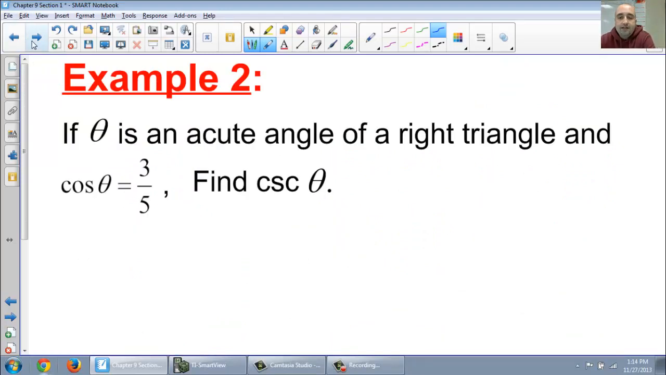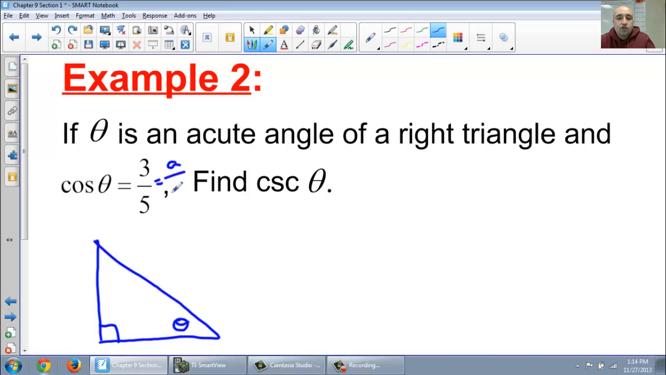Example 2. If theta is an acute angle of a right triangle, so we don't have a triangle here, so I'm going to try to draw it. And it doesn't need to be perfect. Just draw a right triangle. And label one of your acute angles theta. It says the cosine is 3 over 5. Remember, cosine is adjacent over hypotenuse.